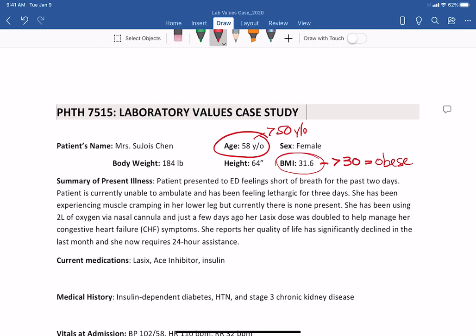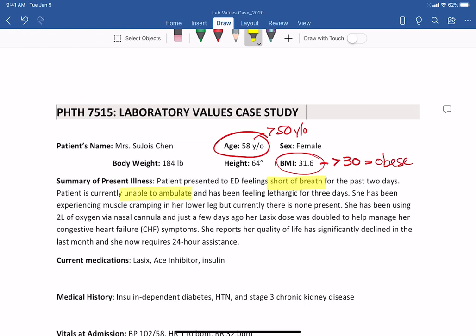I'm going to read how she presented her illness, keeping in mind which symptoms she was presenting with so that I can relate this back to what her clinical lab values show. Patient presents to the emergency department feeling short of breath. Okay, that's a symptom for the past 2 days. Patient is currently unable to ambulate. Okay, and that might qualify for a PT symptom.